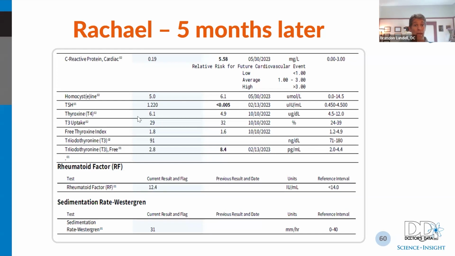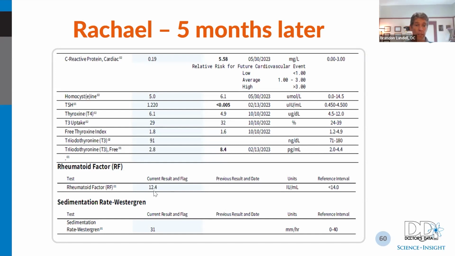Her TSH came back up. That means her thyroid is actually working again. And look at her T3. It went from 8.4 down to 2.8. Now, can we bump that up? Sure. I like to see free T3 at least above a 3, but we can at least give her that support and that stimulation of her thyroid so that it can start working again.